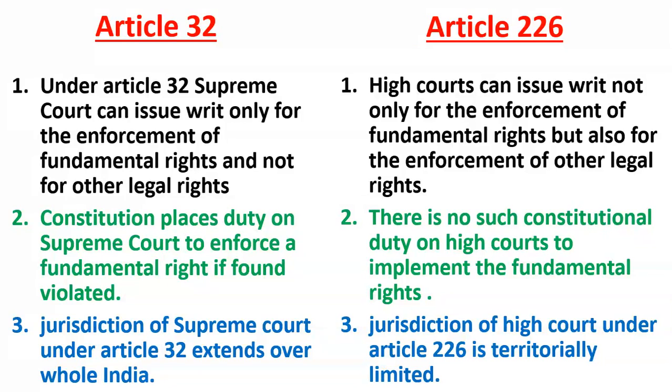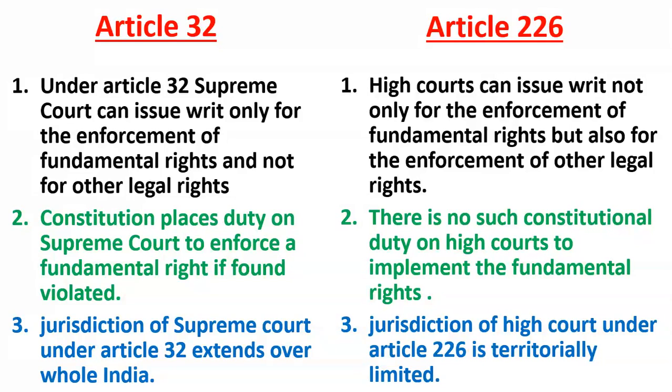So under Article 32, the Supreme Court can issue writ only for the enforcement of fundamental rights and not for other legal rights. Now what does it mean? It means that if the fundamental right of any person is violated and that person approaches the Supreme Court, the Supreme Court can definitely issue the writ for the enforcement of that fundamental right. But now suppose the second condition, that the ordinary legal right of a person is violated. First of all, that person cannot directly approach the Supreme Court. Why? Because we can only directly approach the Supreme Court on the violation of a fundamental right. We cannot directly approach the Supreme Court on the violation of an ordinary legal right.